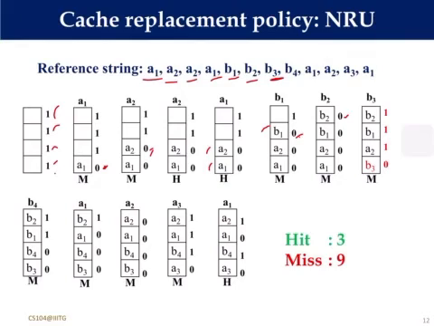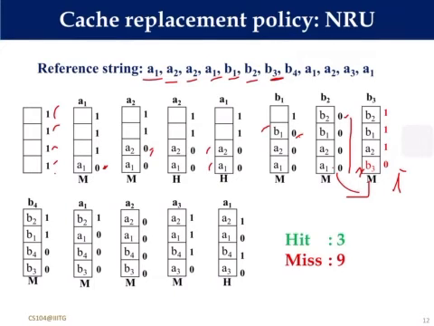B3 comes, you need to replace something. The replacement will happen out of these. Now out of these blocks, if none is 0, everything is changed to 1. So all bits will become 1, 1, 1, 1, right? And the first one, any order. So we are going in this way. So the first one happens to be your A1. A1 will be replaced, right? And B3 comes here.